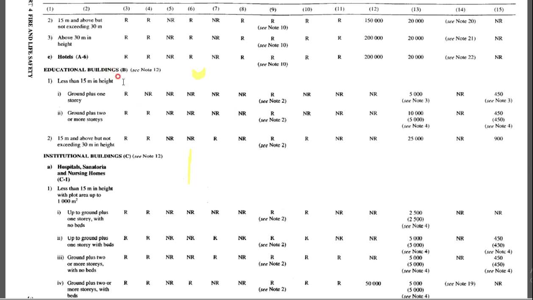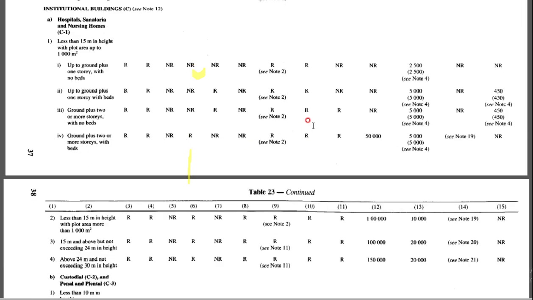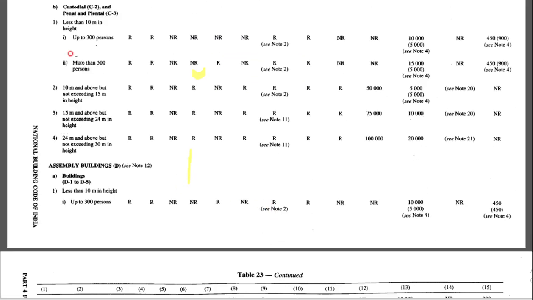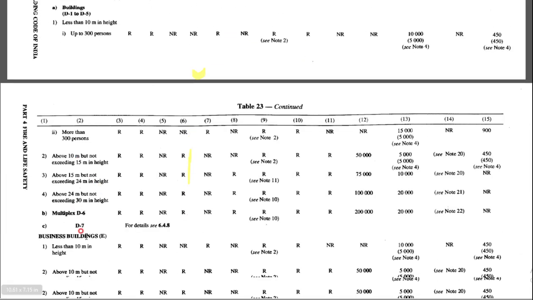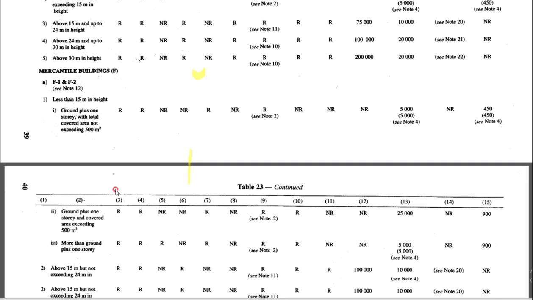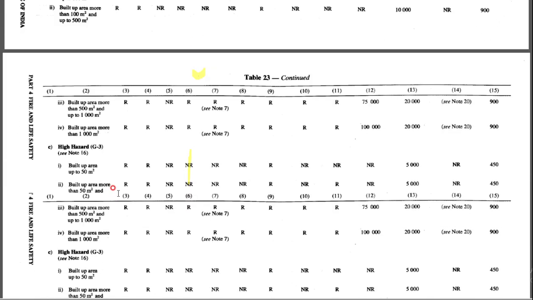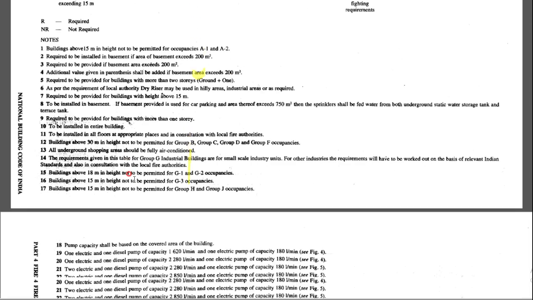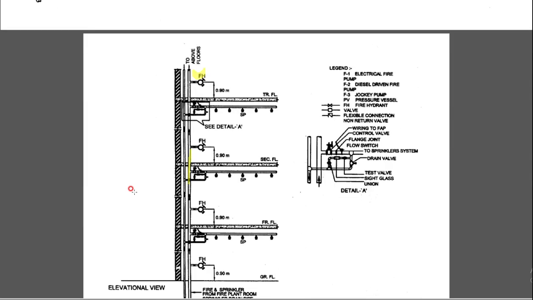For educational buildings, which one is required, which one is not required. For institutional buildings, what are the things required. In those buildings also subcategories have been made, lesser than so and so height, above so and so height, but those are not so important. This is what I wanted to explain. So almost all categories they have mentioned.